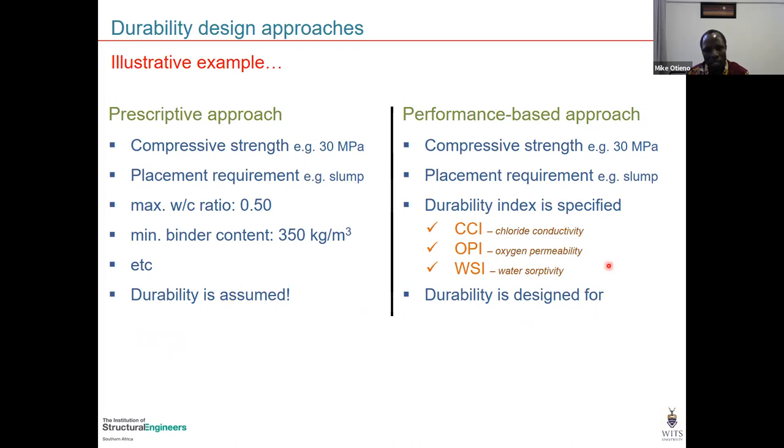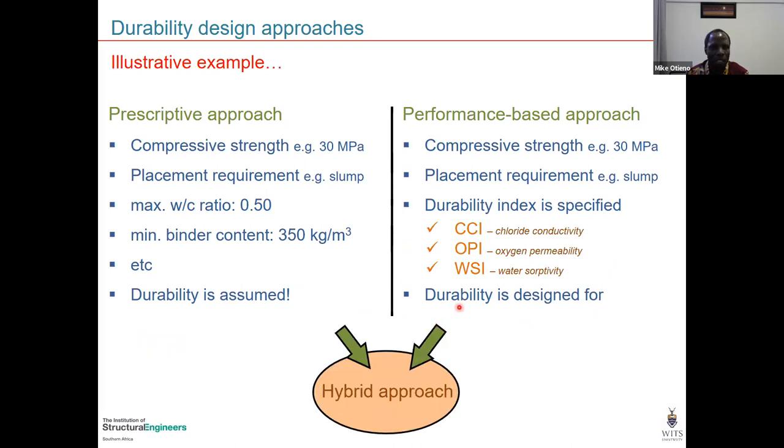As I've already indicated, what we are doing is prescribing some of these aspects, for example, the type of cement, but we are also prescribing some performance targets that contractors need to achieve. Because of that, we are using a hybrid approach as it stands.